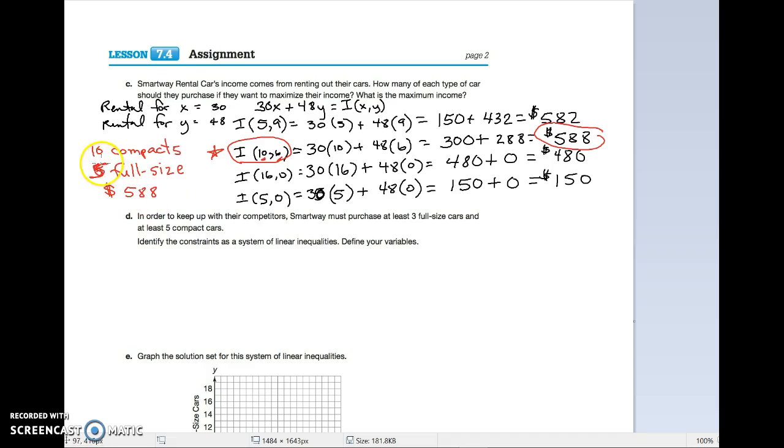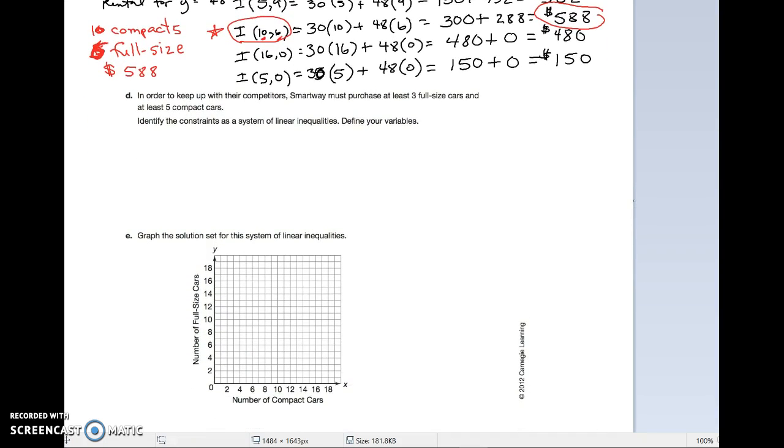Oops, sorry, no, it's not. It's a 6. 10, 6, and that's a 0. Okay, so that's how you can use all of these different pieces of information to find the answer to the question that you need. All right, let's go on to question D.